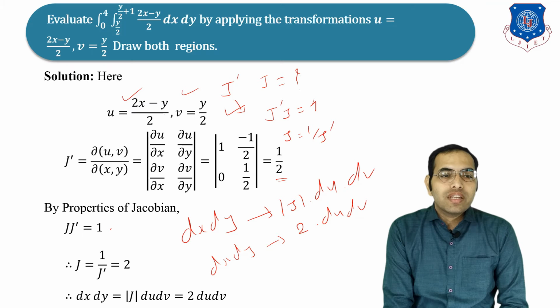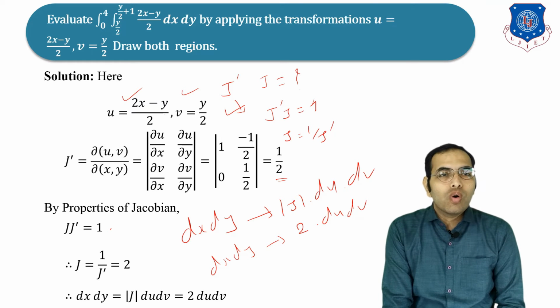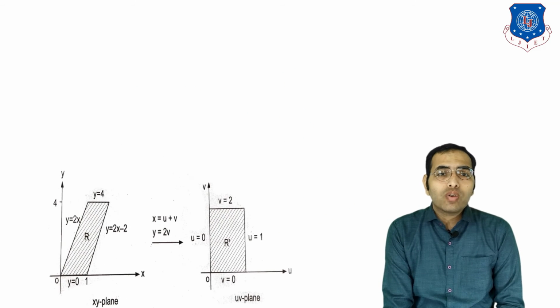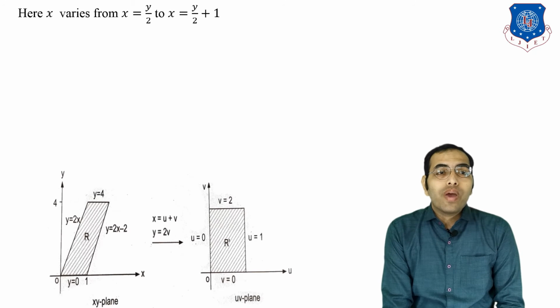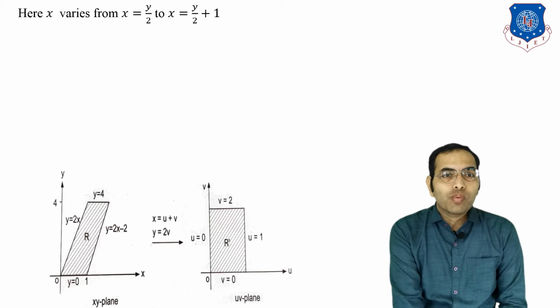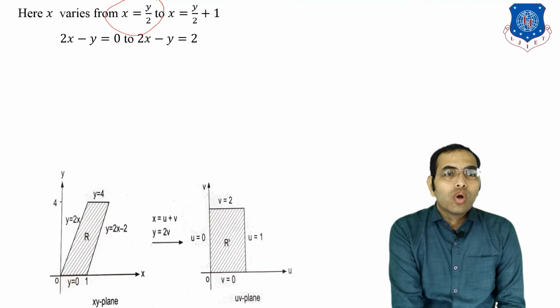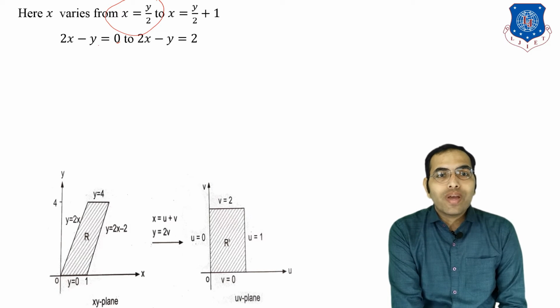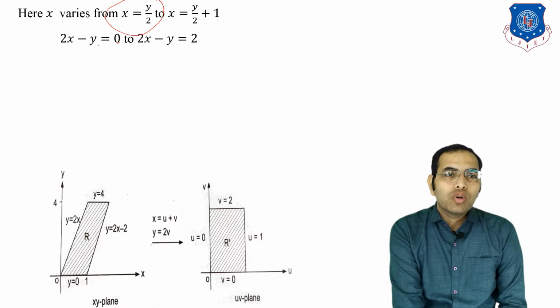This means that dx dy equals 2 du dv. Now firstly we draw the region. According to our question, x varies from y by 2 to y by 2 plus 1. For the simplification of that term, 2 comes to this side, then 2x equals y, so 2x minus y equals 0. For the second equation, 2x equals y plus 1, which means 2x minus y equals 2.